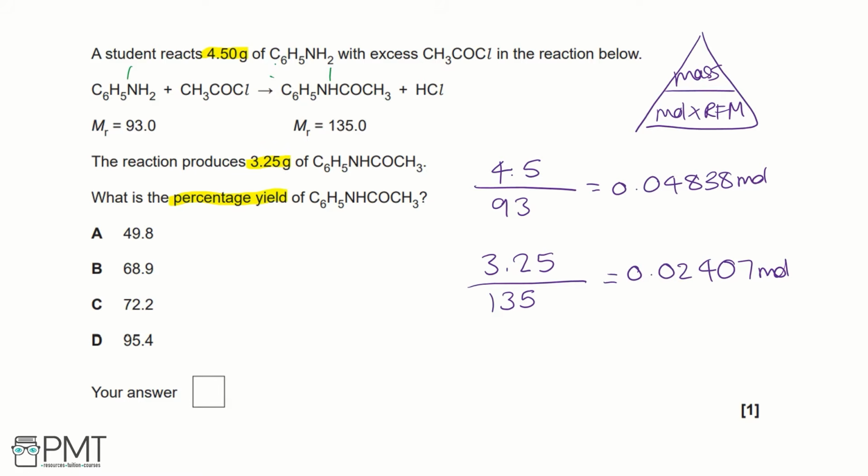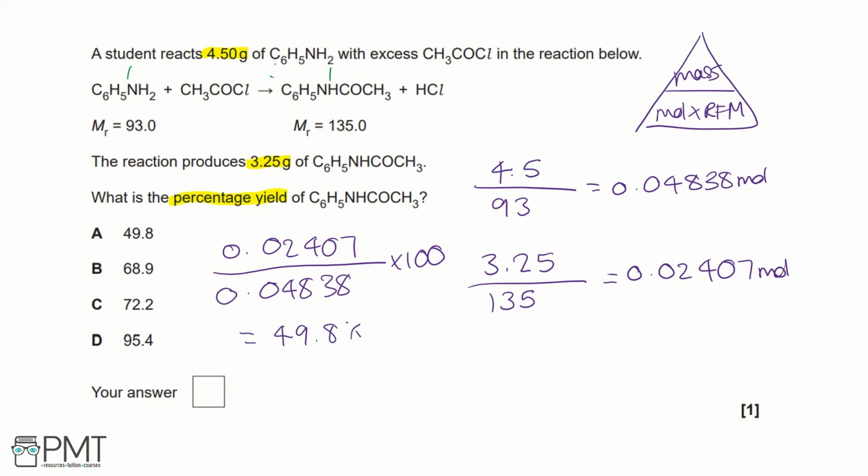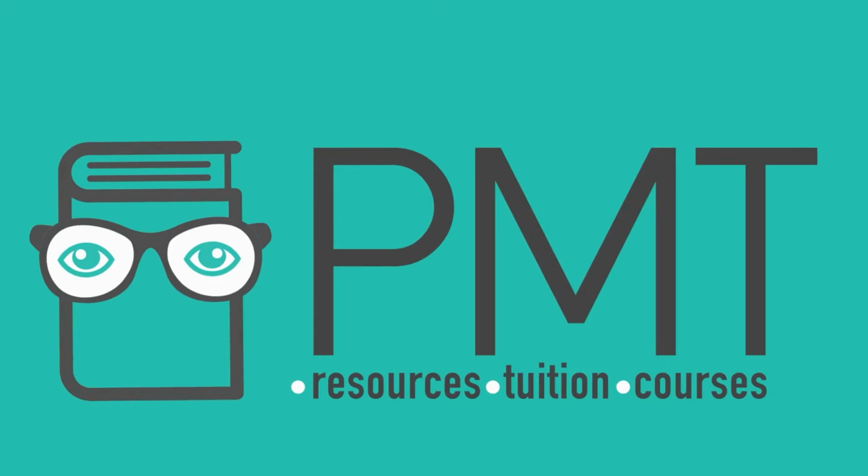Now working out percentage yield, we would do 0.02407 divided by 0.04838, multiply this by 100. So what we're doing is actual divided by theoretical moles. That equals 49.8% as our percentage yield. Looking at the options we're given, the option we've calculated matches option A. So to get the mark for this question, we must write A in the answer box provided.